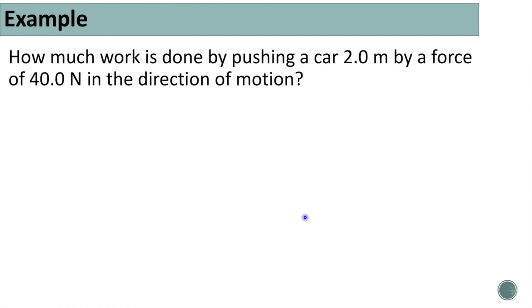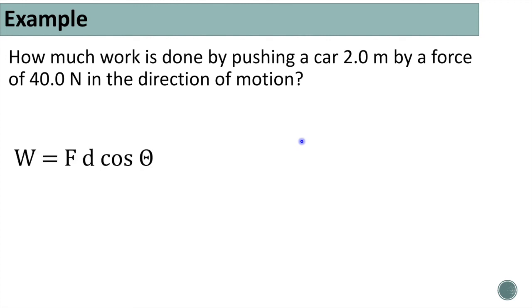All right. You might also see sometimes some problems where an angle is not given, but it'll say instead that the force is applied in the direction of motion. So this one's how much work is being done by pushing a car 2 meters by a force of 40 newtons in the direction of motion. This means that the direction and force are parallel to each other. They're both going the same way. So there's no angle. The angle is 0.